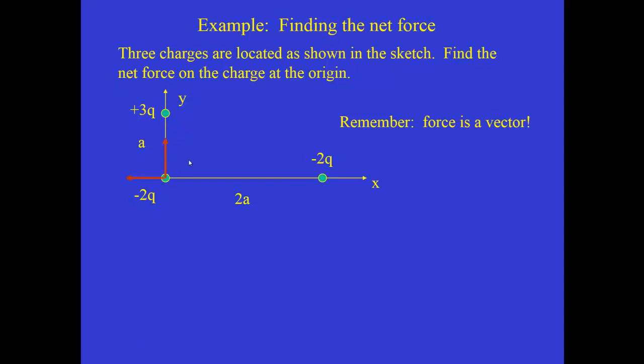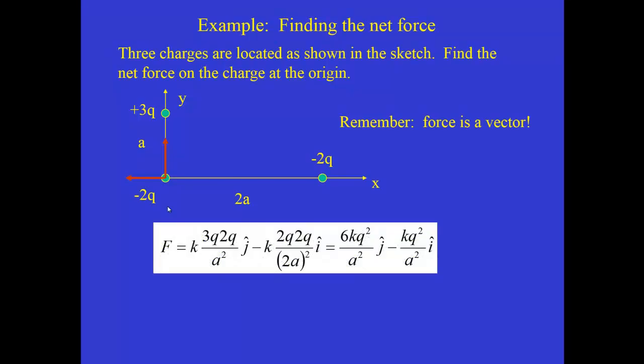And then there's a repulsive force that the charge at the origin feels because the charge on the x-axis is also negative. So those two forces, if we can calculate those, and we'll use the unit vector notation that we learned how to use earlier in the course, we'll just add those two forces together. So the force acting along the positive y direction has the magnitude given by the Coulomb constant times 3q 2q over a squared, and that's in the j hat direction.